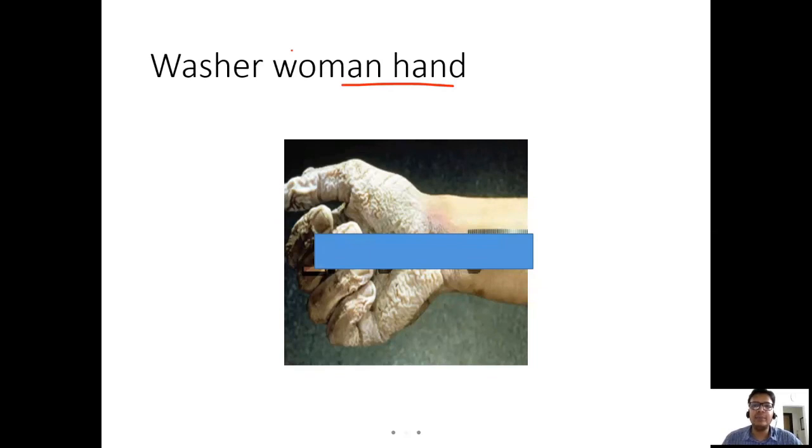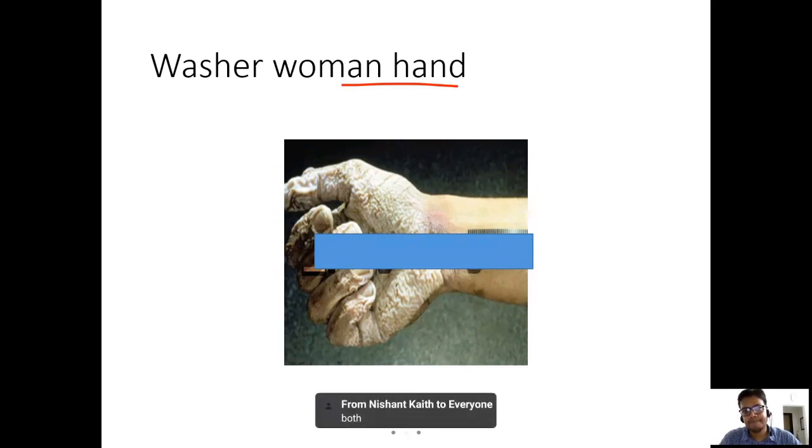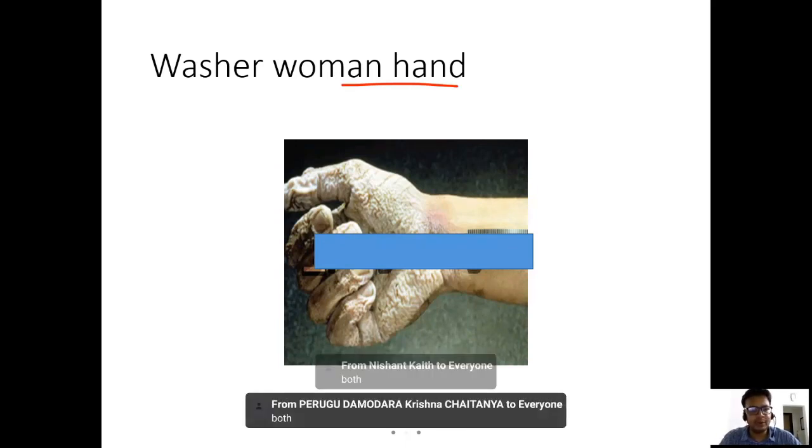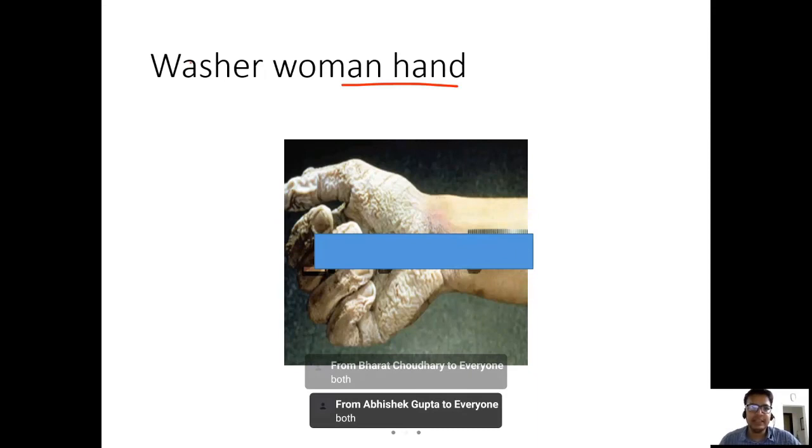Washerwoman hand is seen in antemortem drowning or postmortem drowning? Both. Yes, Damodaran, absolutely right. It is both.